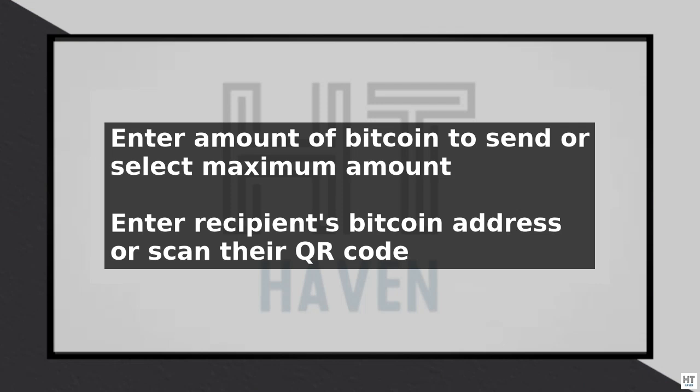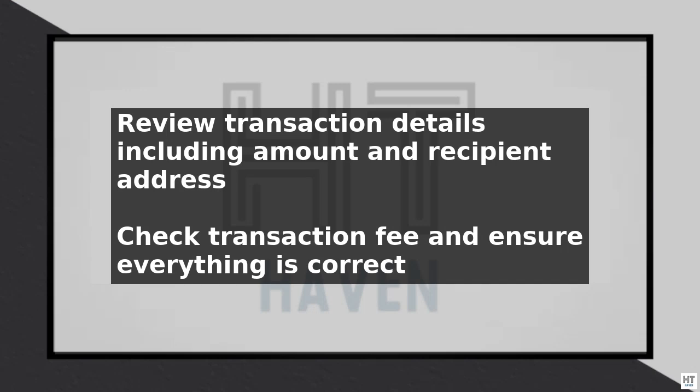After entering the recipient's address, review the transaction details to ensure everything is correct. Check the amount, the recipient's address, and the transaction fee. The transaction fee is usually a small percentage of the transaction amount and is used to process the transaction on the Bitcoin network. Once you have reviewed the transaction details, select the Confirm button to send the Bitcoin.